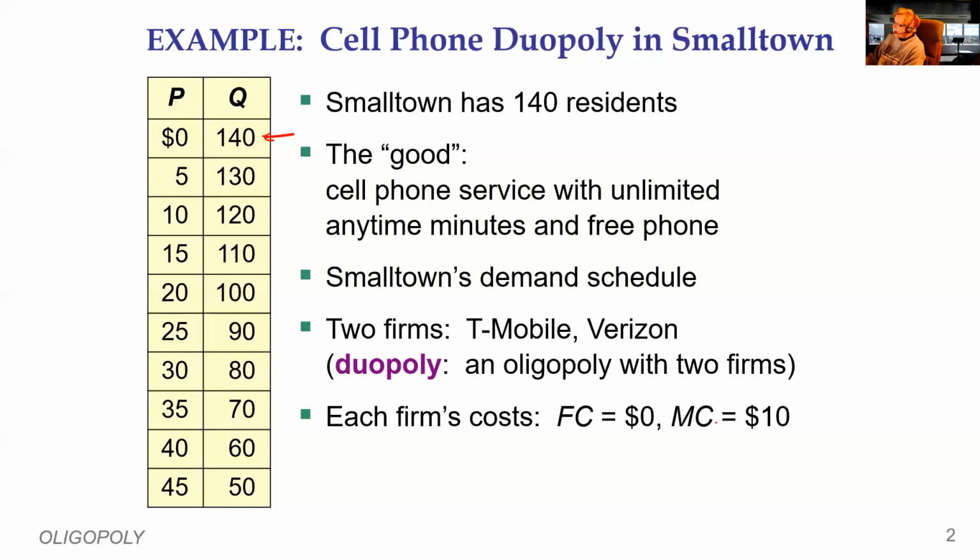Now, each firm's marginal cost is 10, and fixed costs are 0. That means that if our fixed costs are 0, our variable costs must be 10, right? Because if you add fixed and variable together, you get total cost. So our total costs here are going to be $10 times the quantity, because we only have variable costs in this particular example.